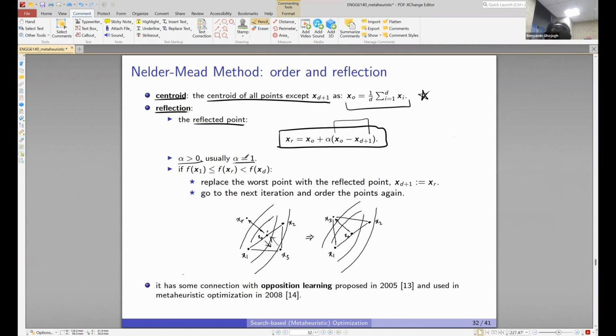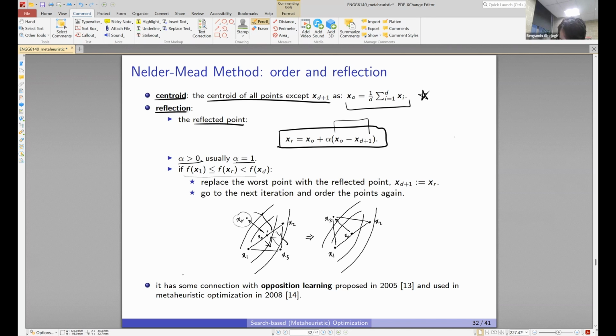Why? Because I want this length to be the same as this length, right? So from x_o, we go in the direction of x_{d+1} to x_o. It means this, and this is the reflected point. As you see, this is the reflection of the worst point. So x3 reflected through the other corners will give us the reflected point. Now, let's see.